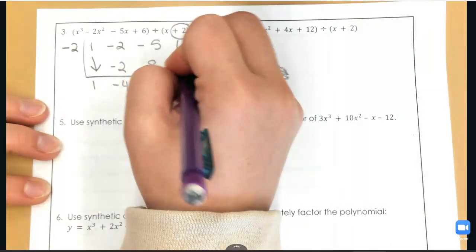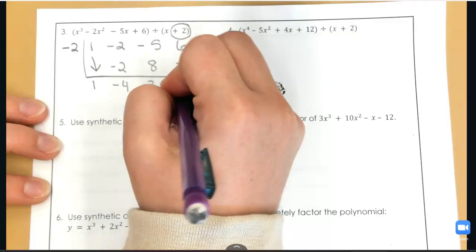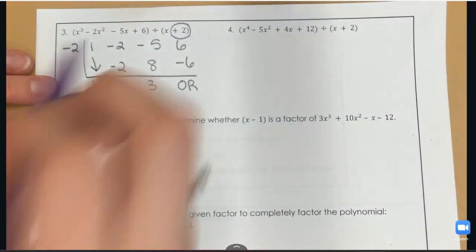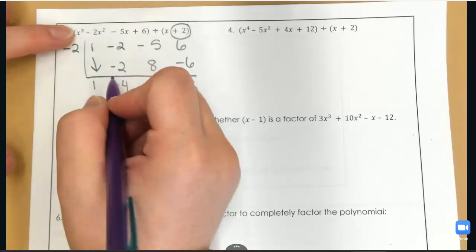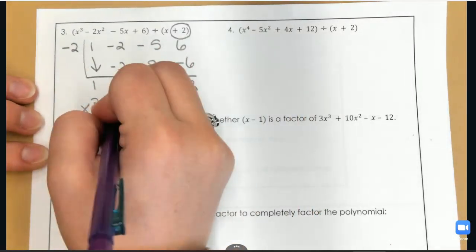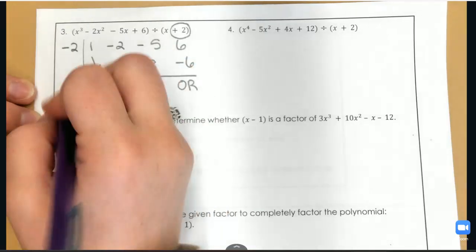3 times -2 is -6. 6 minus 6 is 0. So because that's 0, that means I have no remainder here. So I'm just going to look at my coefficients. Again, I started with x to the third, so my answer will be x squared minus 4x plus 3.